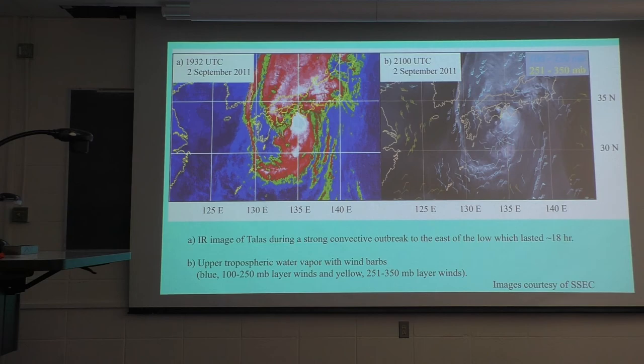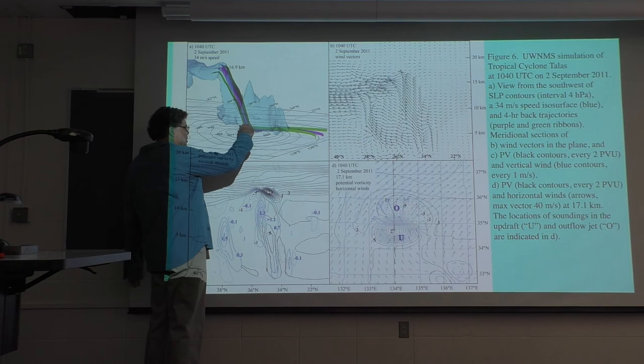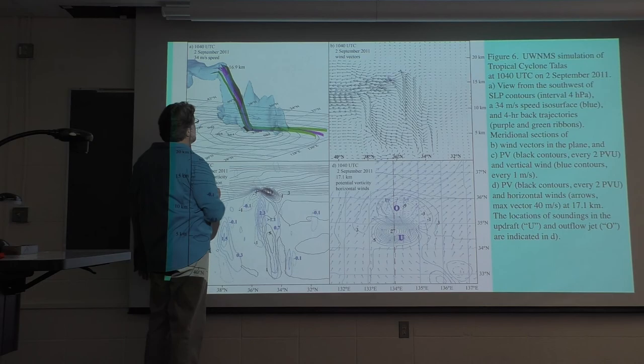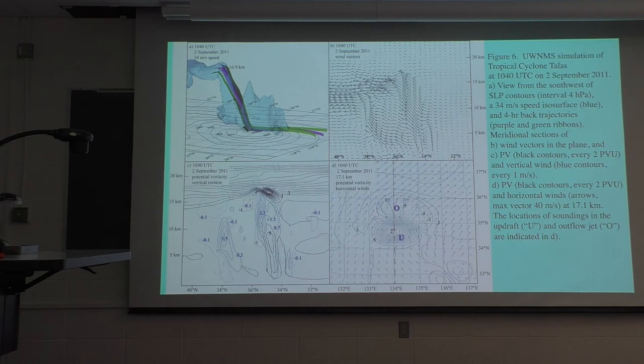So if you look at the UW-NMS simulation from an oblique view from the southeast, here's a low pressure center. This blue isosurface, everywhere inside of it, the speed is greater than 34 meters per second, but everywhere outside of it is less. And we kept making these plots, and all of a sudden I realized it is what it says, that everywhere outside the speed is less. The horizontal speed of the air in the thunderstorm is faster than outside. It was a revelation. I was just like, really? Okay, I guess I have to accept that.